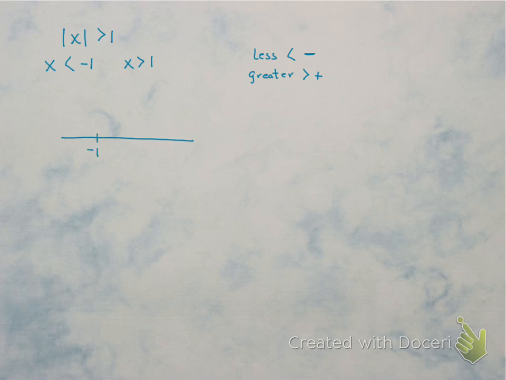So negative 1, positive 1. Less than negative 1 goes to the left, open circle, because it's greater than and not greater than or equal to. And then greater than positive 1 goes off to the right. Okay? And then we could do the same thing with the absolute value of x is less than 1. Let's do the absolute value of x is less than or equal to 1.